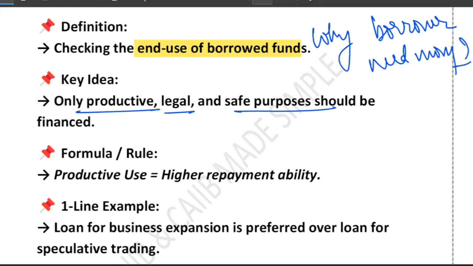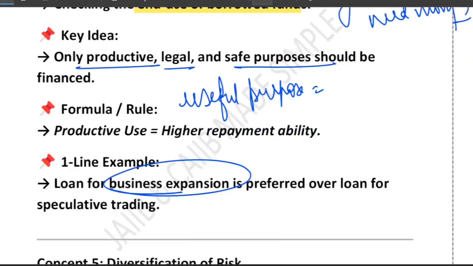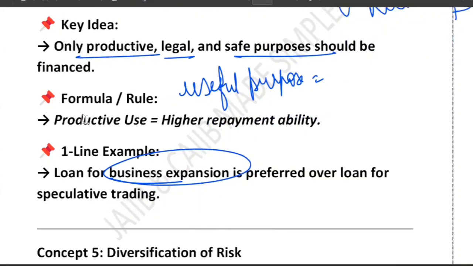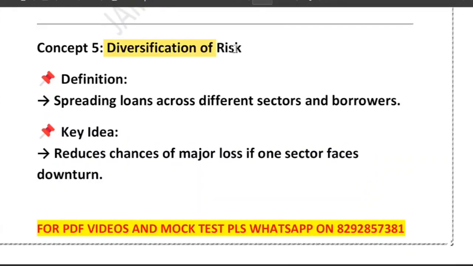And you think that if the purpose is useful, like suppose it is business expansion, then in that case the repayment chance actually increases. So you can see, productive use, higher repayment ability. That's called the purpose. The next point we have is the diversification of risk.